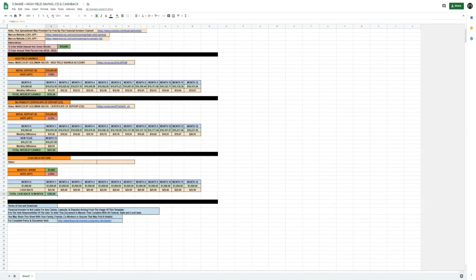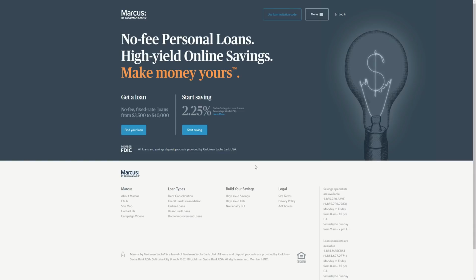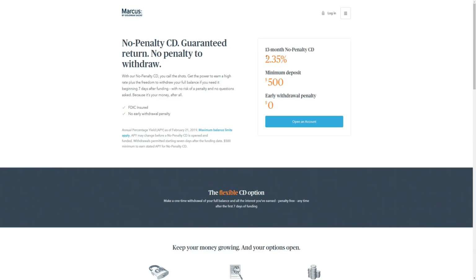Now, as far as my savings account, I use a high yield savings account or a no penalty CD in order to house my excess cash that I don't really need to have inside of a checking account. I don't really want it invested in the stock market. It's just cash on hand for any unplanned needs and emergencies and such. I have it over at Marcus. They offer a 2.25% high yield savings account, and they offer a 2.35% no penalty CD.